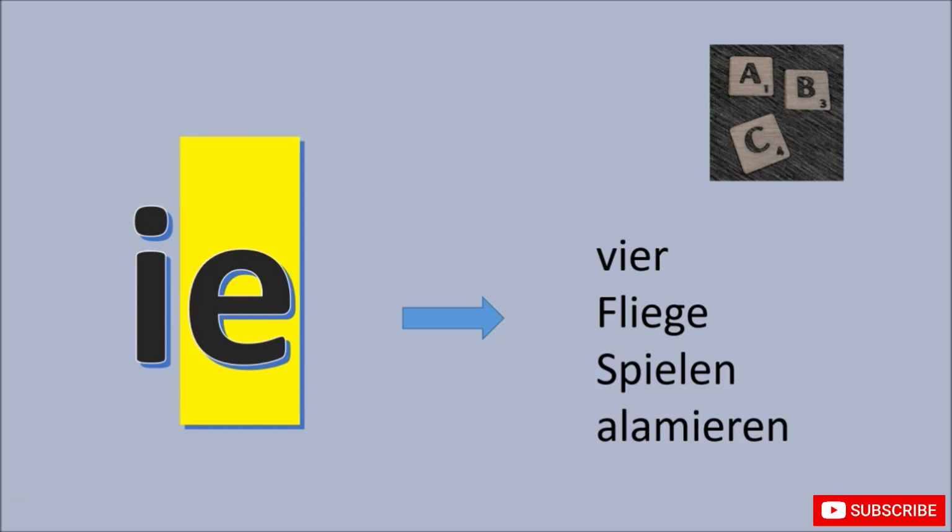My favourite, IE. Now for native English speakers, that's easy to recognise, because the pronunciation is the last letter in English. Here that's an E, so the IE in German is pronounced E, as in vier, fliege, spielen, alarmieren.